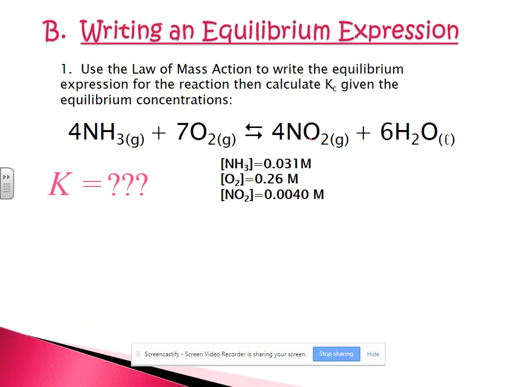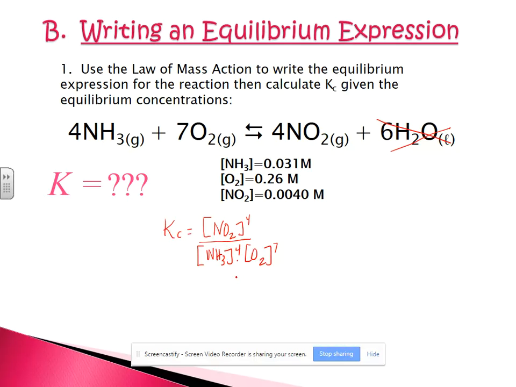We're going to use the law of mass action to write the equilibrium expression for this reaction and then calculate Kc. So this reaction is balanced. I've given you the concentrations. Let's first write our law of mass action. Kc would be equal to, now notice this is a liquid, so we're not going to include it. We have everything else as a gas. Since they've given us concentrations, we're going to write this in terms of concentrations. So concentration of NO2 to the fourth power divided by concentration of NH3 to the fourth power times concentration of O2 to the seventh power.